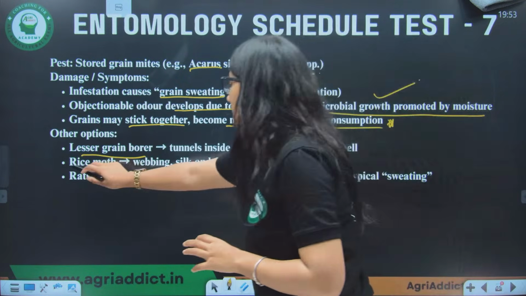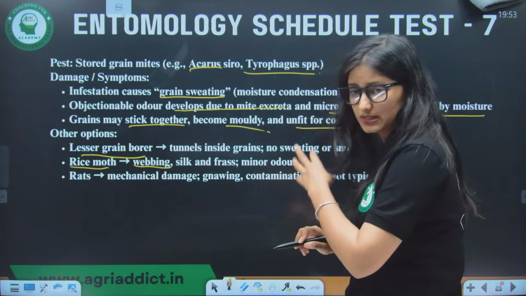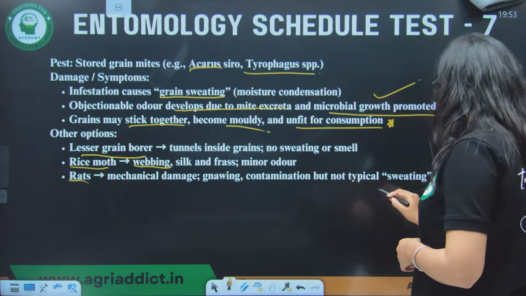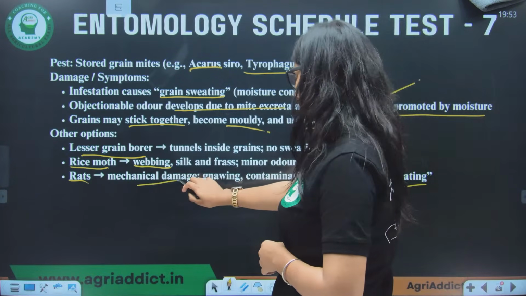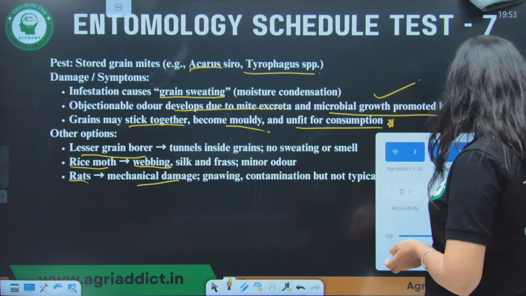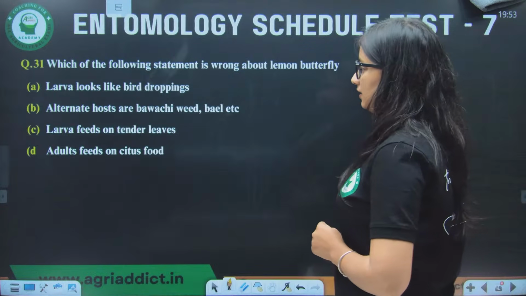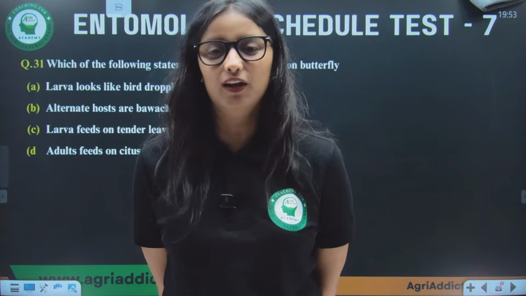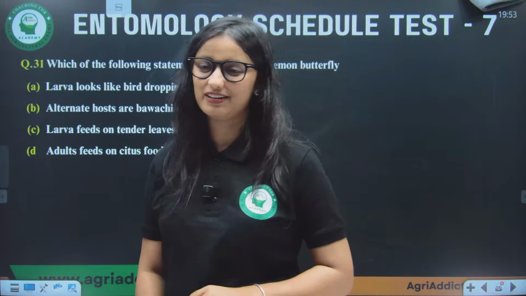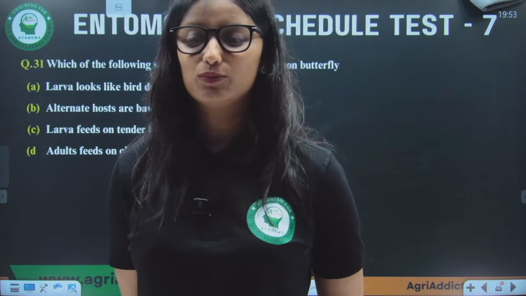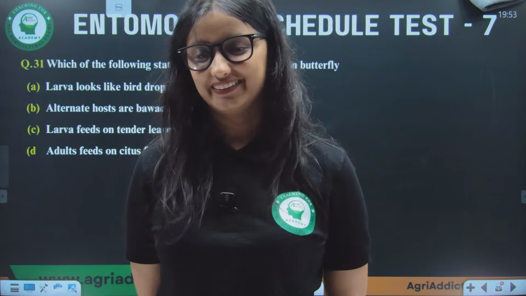What about rice moth? Webbing. We discussed in the previous question. But about rats, they are doing mechanical damage, gnawing and contamination. Now, are you enjoying the session or not? Today you are able to answer, no? Nicely and properly. Are you enjoying this, Arun Kumar? Okay, very good.